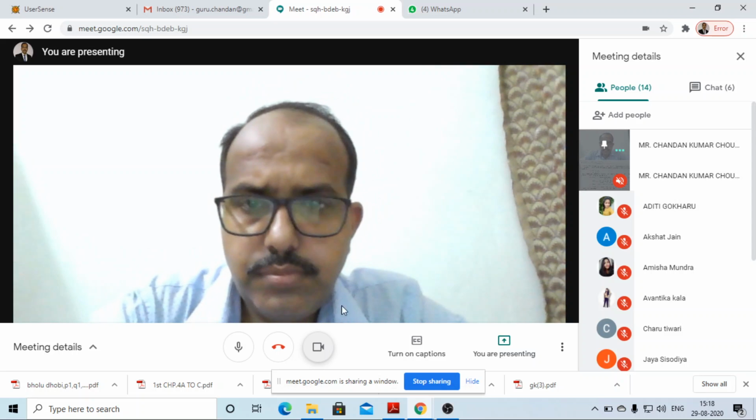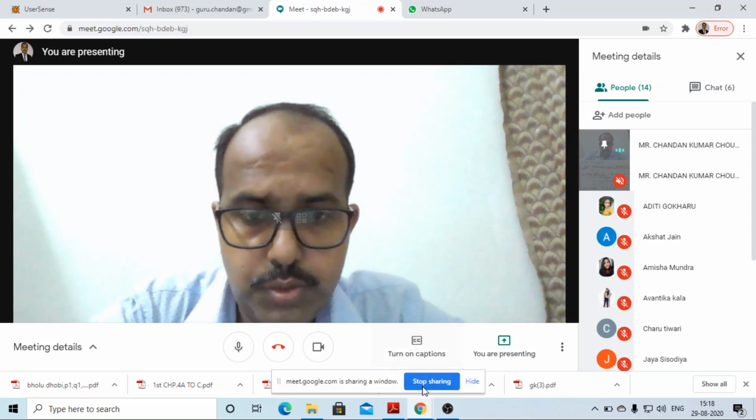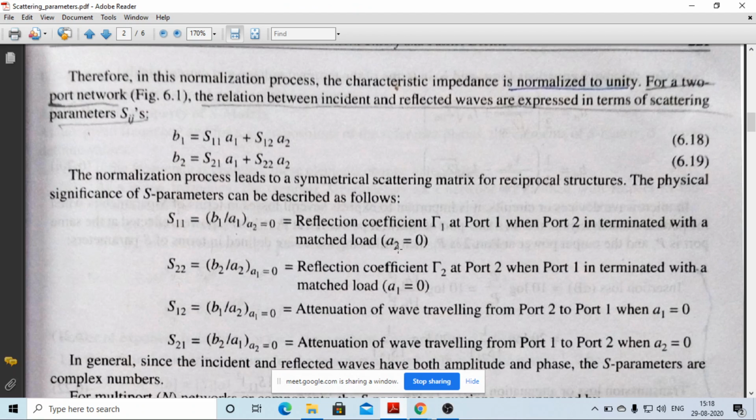So I am presenting the two equations in front of you. The first equation is equation number 6.18, and the second is 6.19. You can see that for a two-port network, the relation between incident and reflected waves is expressed in terms of scattering parameters Sij. Always remember that the first term of the S parameter is the ith port and the second is the jth port. It is very simple. B1 is equal to S11 A1 plus S12 A2, and B2 is equal to S21 A1 plus S22 A2.